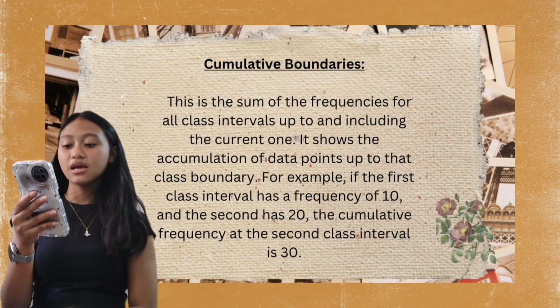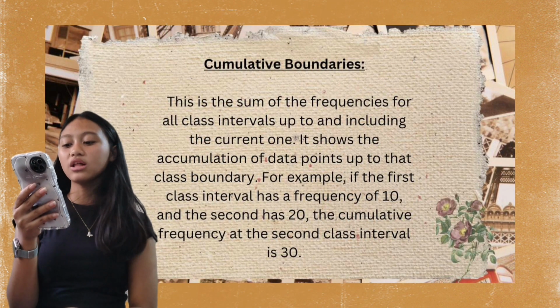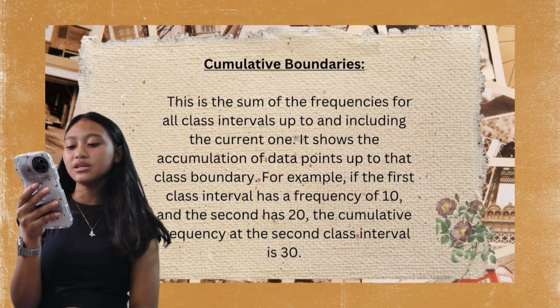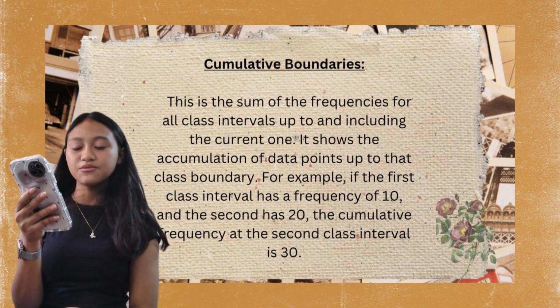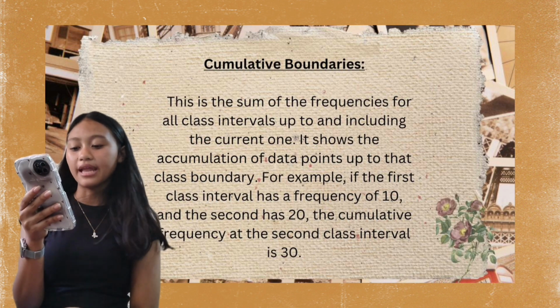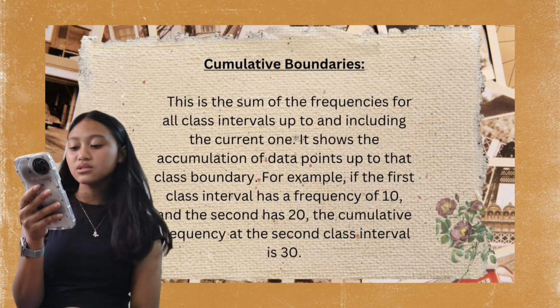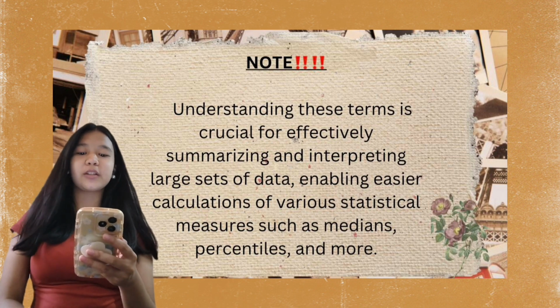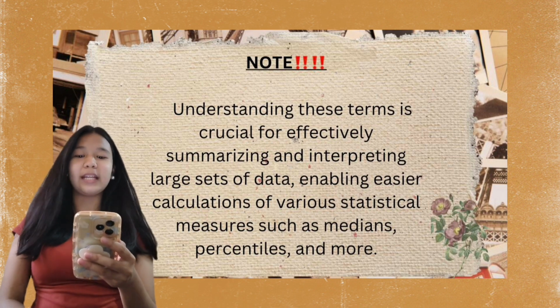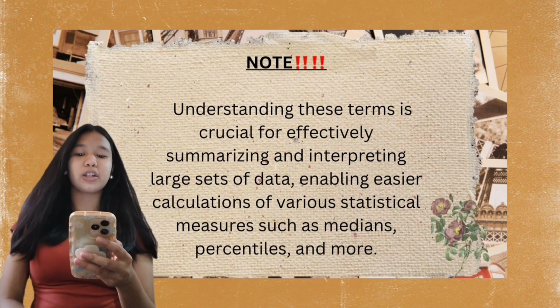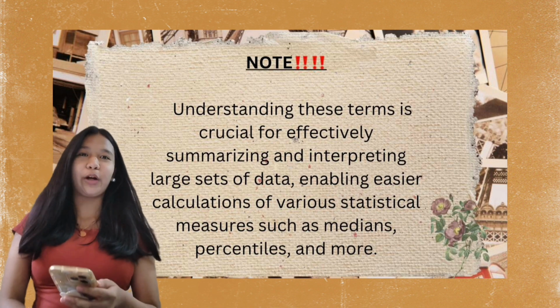Cumulative frequency. This is the sum of the frequencies for all class intervals up to and including the current one. It shows the accumulation of data points up to that class boundary. For example, if the first class interval has a frequency of 10 and the second has 20, the cumulative frequency at the second class interval is 30. Take note, understanding these terms is crucial for effectively summarizing and interpreting large sets of data, enabling easier calculations of various statistical measures such as medians, percentiles, and more.